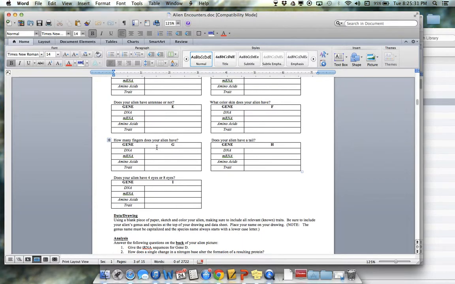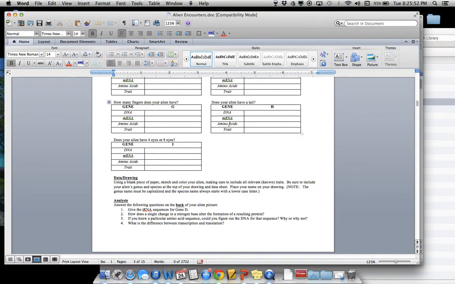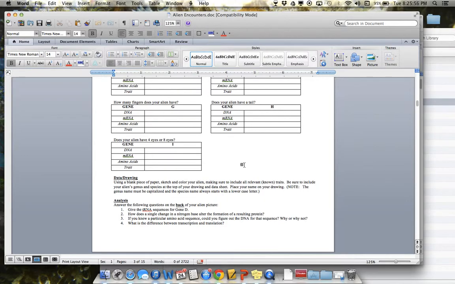On your white piece of paper, please make your alien big. Don't make a tiny little alien in the middle of the paper. I can't stand that. And the last thing here says answer the following questions on the back of your alien picture. Please don't do that. I want you to answer these questions on the back of this sheet. I changed it at one point in time, but I uploaded the wrong one. So write your answers on the back of this data sheet.